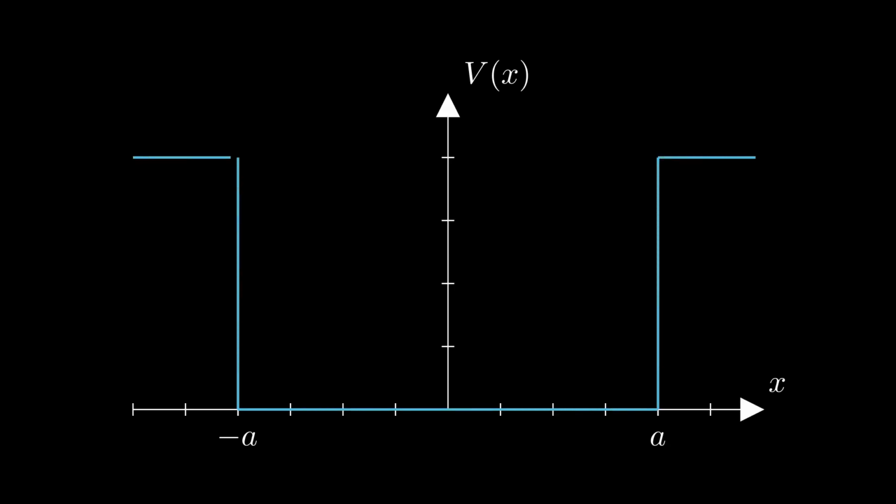Suppose we have a potential that is 0 between x equals minus a and x equals a, and V naught everywhere else. Note that if we take V naught to plus infinity, we simply get the infinite square well, which we considered a few videos ago.